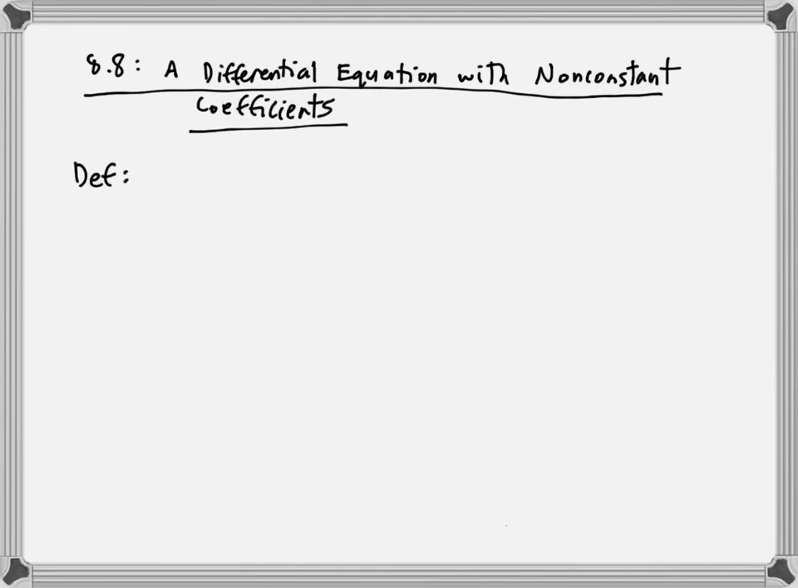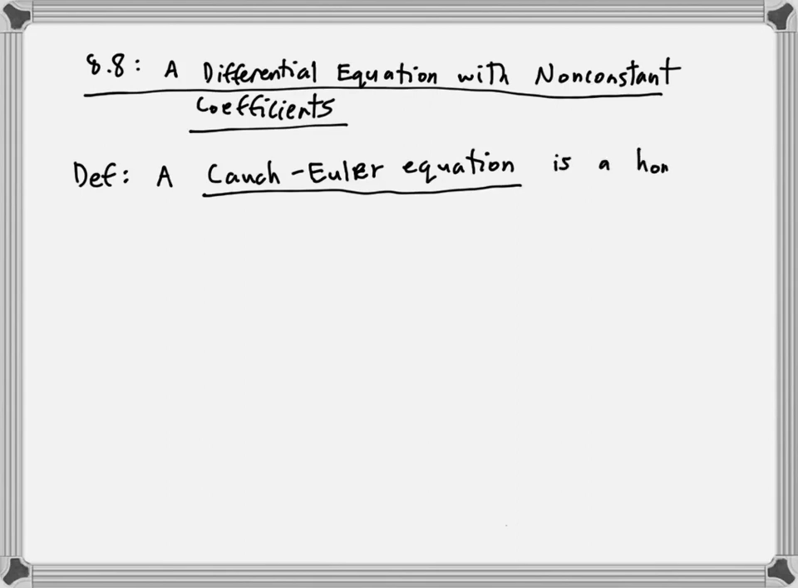So definition: a Cauchy-Euler equation is a homogeneous linear differential equation. Sorry, I spelled Cauchy wrong. It has a Y. I just fixed it. Linear differential equation of the form.